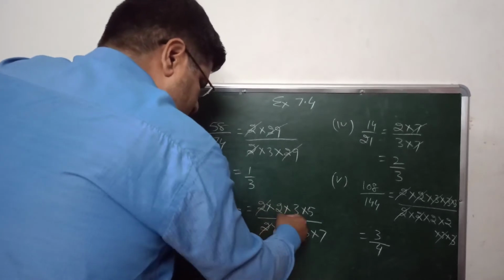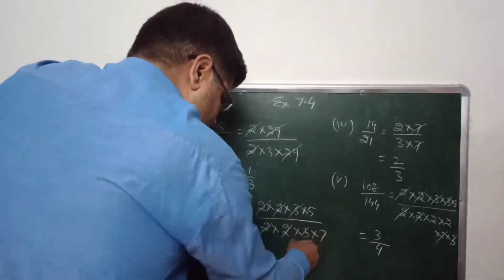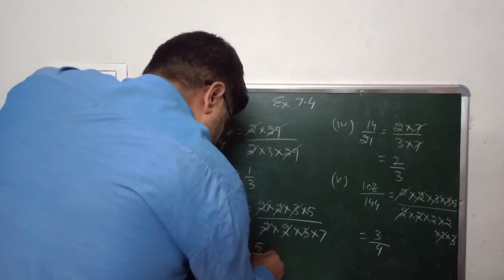This 2 will cancel with this 2. This 2 will cancel with this 2. This 3 will cancel with this 3. And we are left with 5 upon 7.